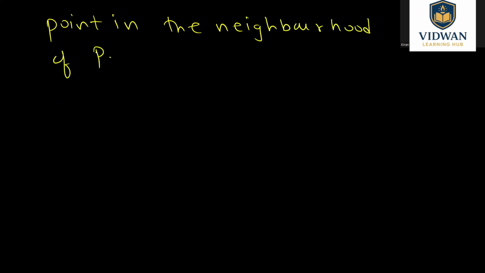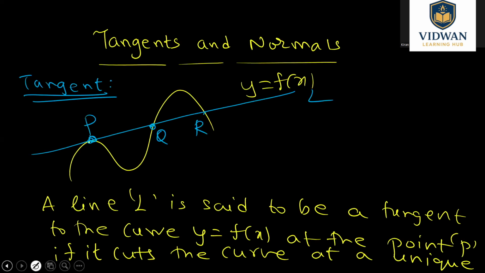So to call it a tangent at P, it should cut the curve in the neighborhood of P at only one point, but it can cut the curve at any other point also. It doesn't mean that it should cut at only one point like we see in a circle. It can also cut the curve at multiple points, but in the neighborhood of P, it should cut at a unique point. Then this line can be called a tangent at P. So is that clear? Yes, so this is the definition of tangent.